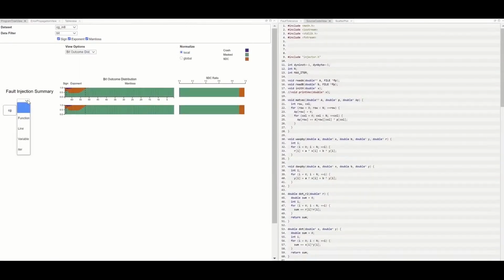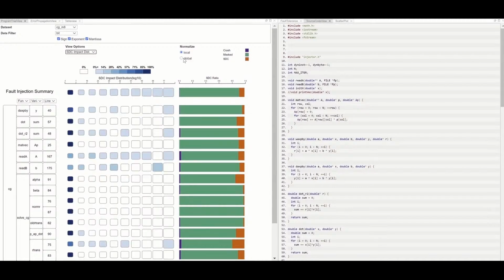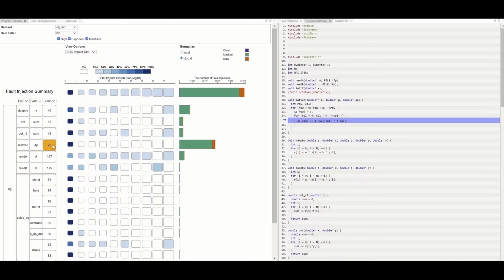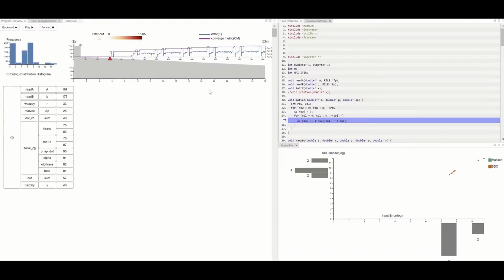SpotSDC is a visualization system that helps researchers understand the resiliency of HPC computation kernels to silent data corruptions. It gives users multiple perspectives of details with different granularity about the impact of SDC on an application's output. It also provides novel insight into how silent error propagates through a program's execution.